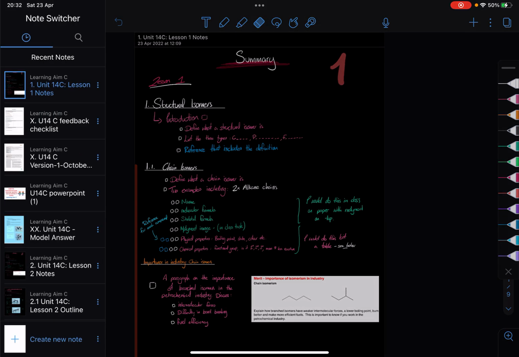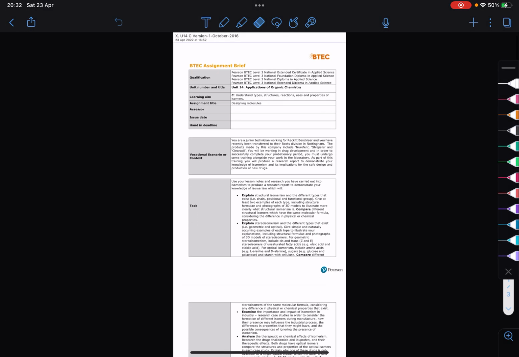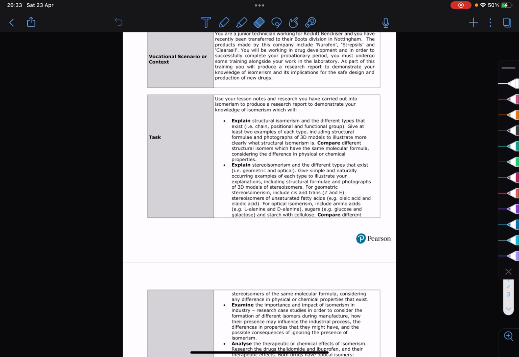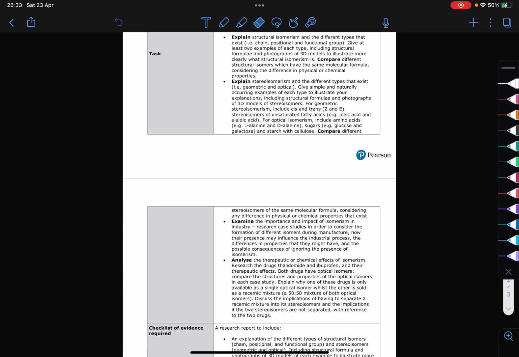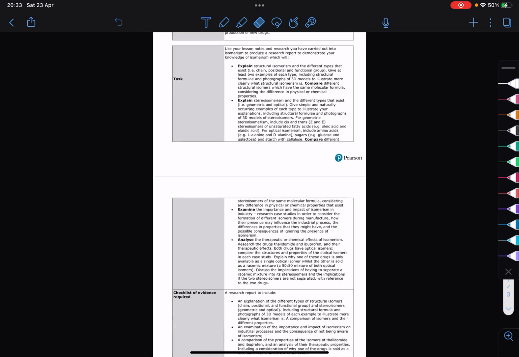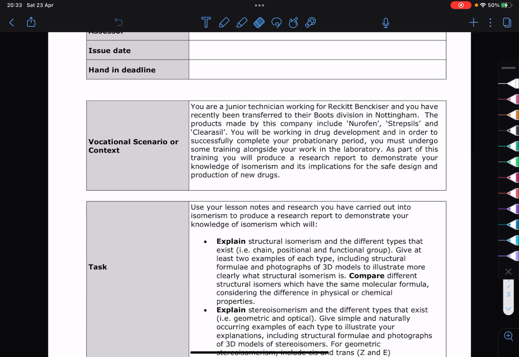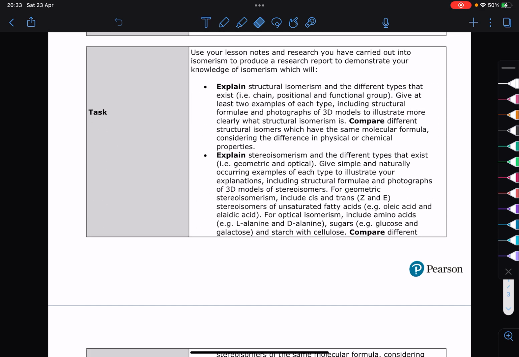Just to give you guys a bit of an idea of where this is going, this here is the specification from the exam board. I will send it to you, so I'm not going to read it here because it's just a little bit long, a little bit boring. But this is exactly what your assignment needs to include. So I'm going to send you over this as well, so you can keep relating back to this to make sure that you've got all the boxes covered in this task area here. This vocation scenario and context, it's unimportant. I don't know why they've done that, but we're not going to pay any attention to that.